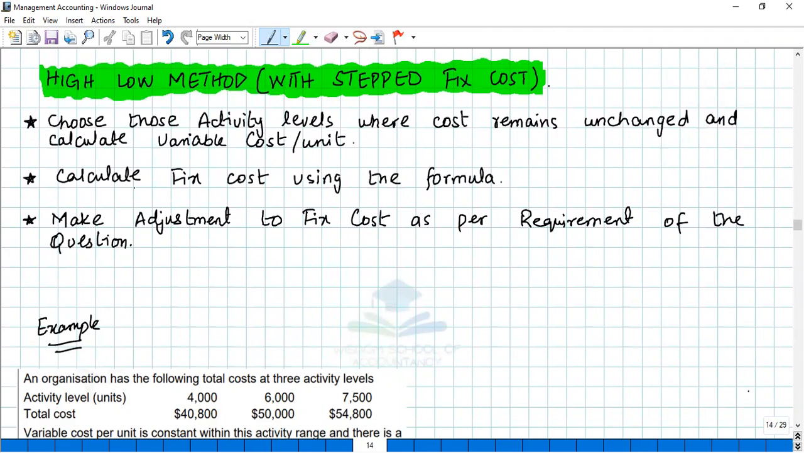What are the steps? The first one is choose two activity levels where cost remains unchanged. Or in other words, simply you have to choose those activity levels in the question where the fixed cost remains the same, unchanged or same. They both mean the same thing. In the question you will be given different levels of activity. You have to choose those two in which the fixed cost is the same, whether it is with the step up or without step up. Then using those activity levels, you have to calculate variable cost per unit, the formula we just discussed. Then similarly, you have to calculate fixed cost using the total cost formula. And then the last, important step: make adjustment to fixed cost as per requirement of the question. So according to the question scenario, you have to make some adjustments to the fixed cost.